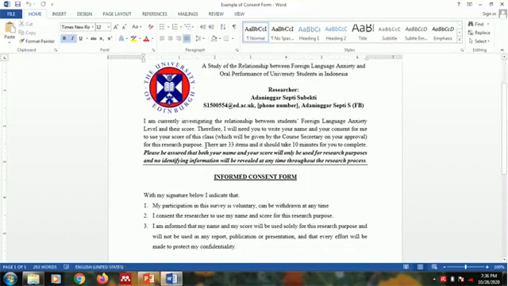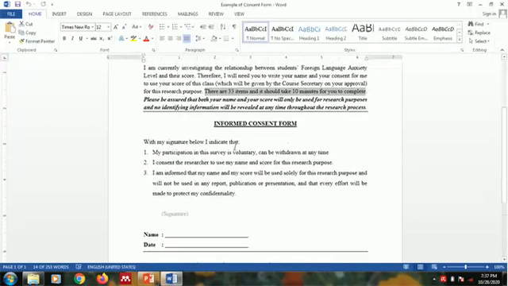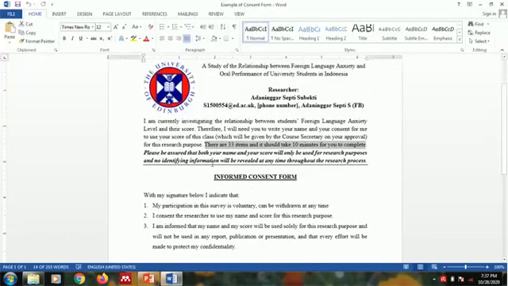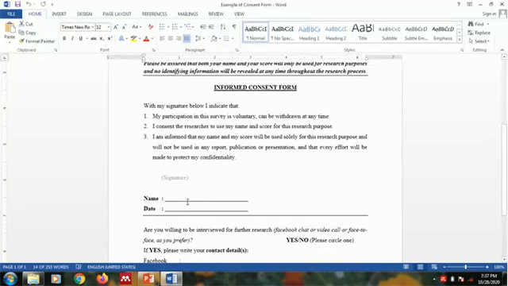And then I wrote here there are 33 items and it should take 10 minutes for you to complete, something like that. So it gave the participant candidates some idea about our research and the effort they need to prepare in order to participate in the study. After they understand about the study, they will need to provide their consent indicated with the signature.